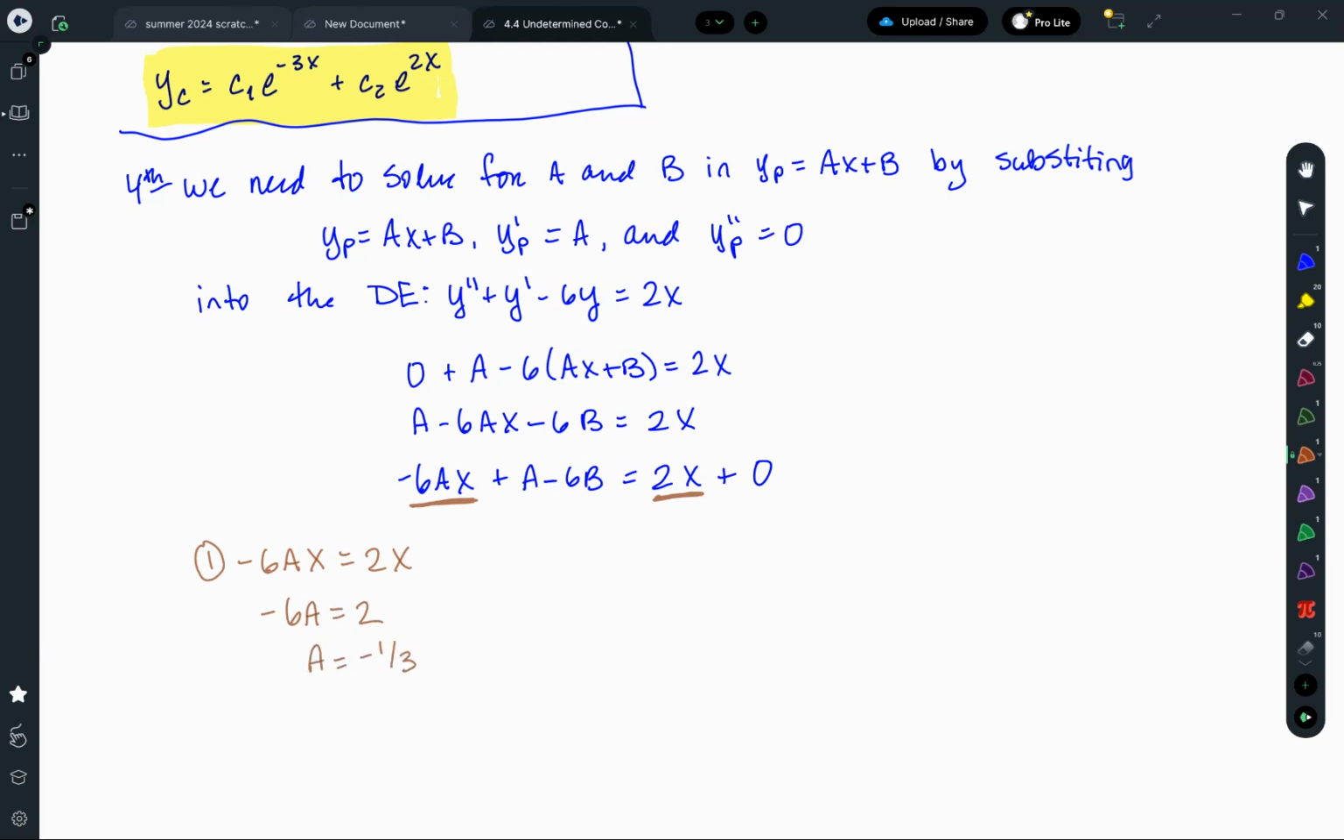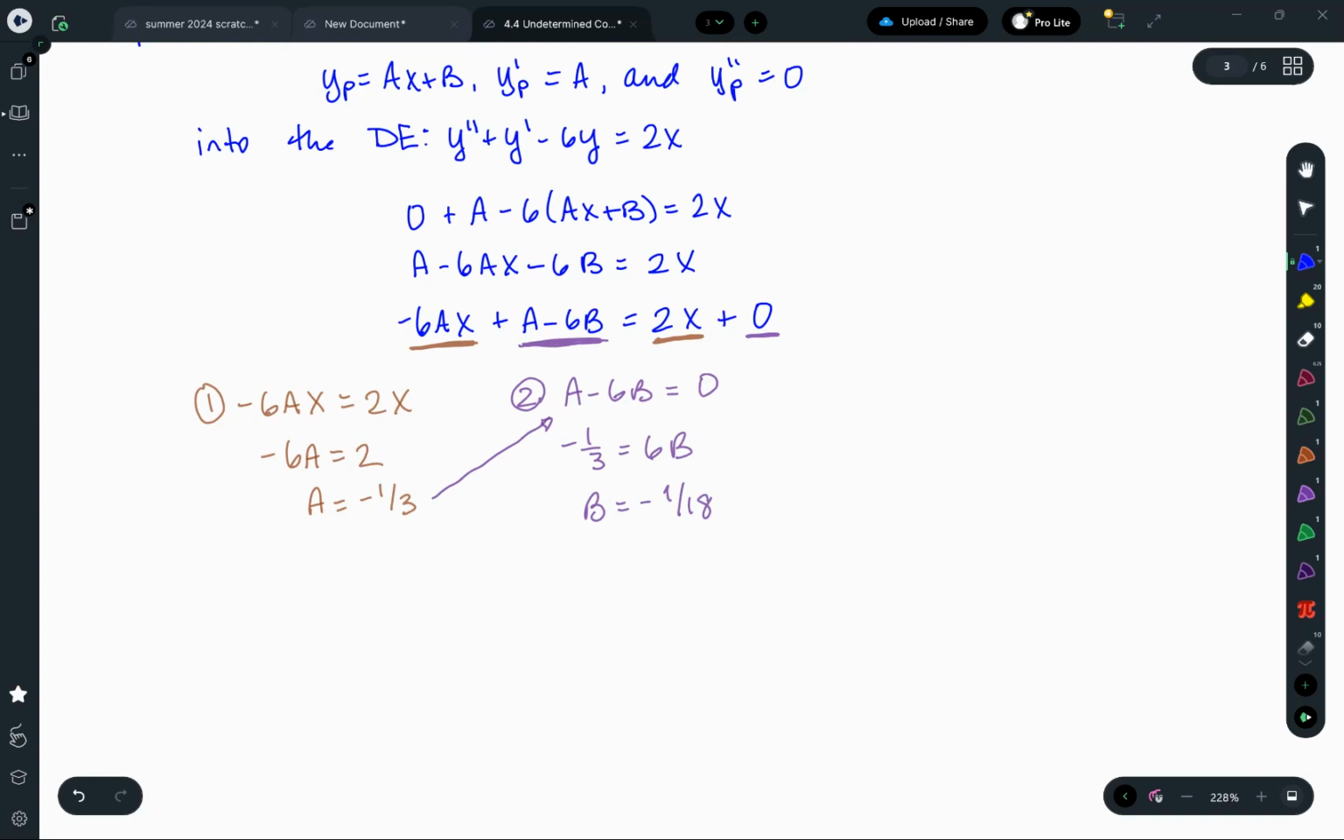or a is equal to negative 1/3. Okay. The next is to notice that the constant term a minus 6b on the left should be equal to the 0 on the right, which is why I wrote the 0 in. That gives me a second equation. a minus 6b is equal to 0. I should substitute the a equals negative 1/3 into the second equation. I get negative 1/3 is equal to 6b. I move my 6b over. Now divide both sides by 6, and we get b is negative 1 over 18.